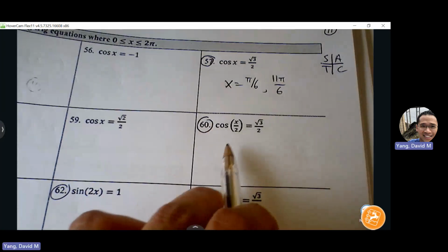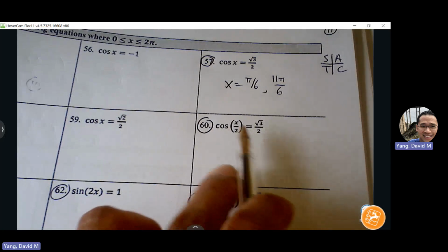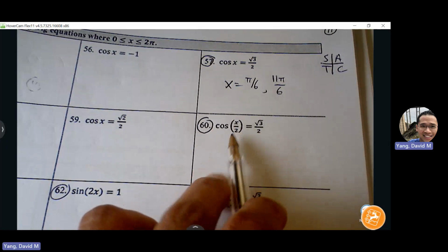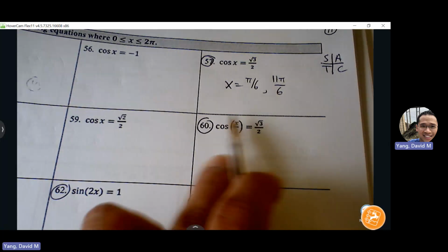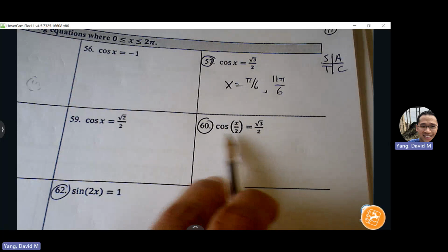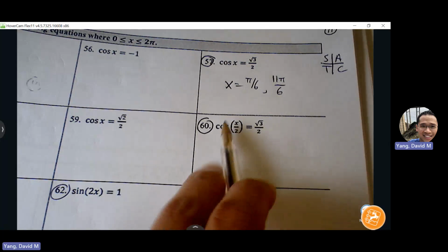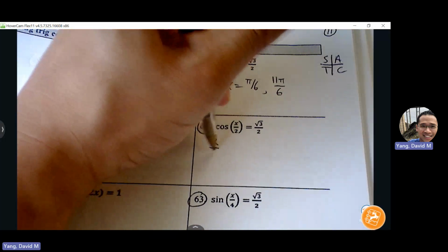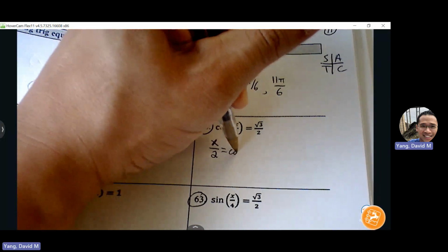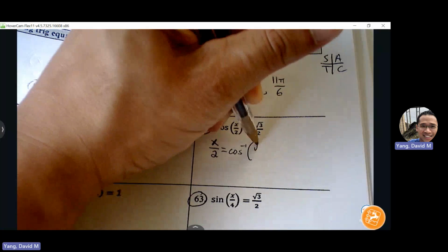Okay, number 60, cosine of x over 2 equals root 3 over 2. Now, this one feels a little more complicated because it's not asking for cosine of x, it's asking for cosine of x over 2. So what I like to do here is use inverse cosine to help me isolate that x over 2 by itself. So I'm going to say x over 2 is equal to inverse cosine of root 3 over 2.